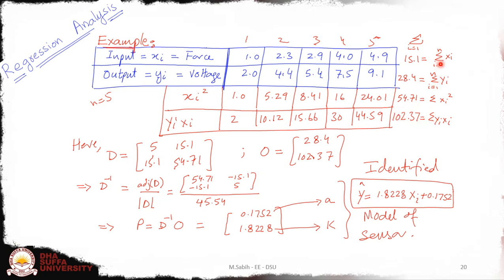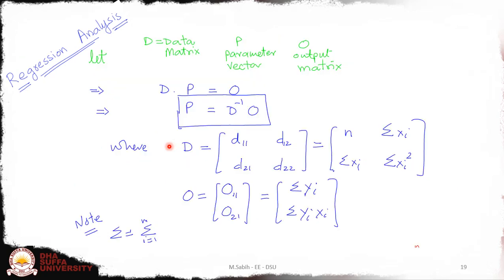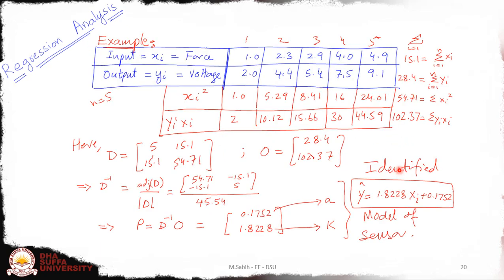So now we have calculated these four terms. Notice that we have to put n here to calculate the summation xi and summation xi square. We have the summation xi as 15.1, so 15.1 comes here and here, n equals 5 comes here, and then we have the summation xi square as 54.71.